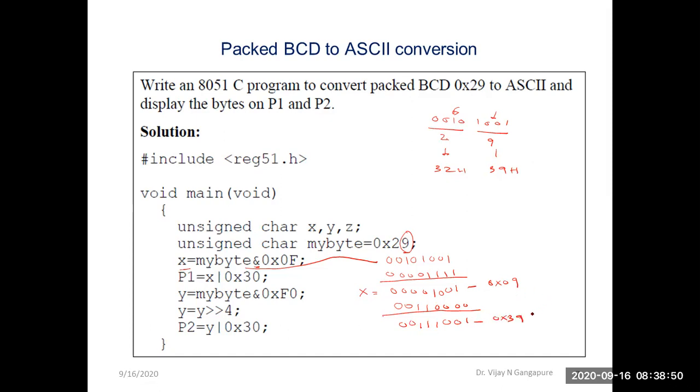And 0x39 is what? It is the ASCII code of 9, and that we are outputting to port 1. That means one part is finished. What we have done is convert the first BCD number, 1001, that is 9, to its ASCII code, 39, and output it to port 1. Now the second number, so let me erase this.